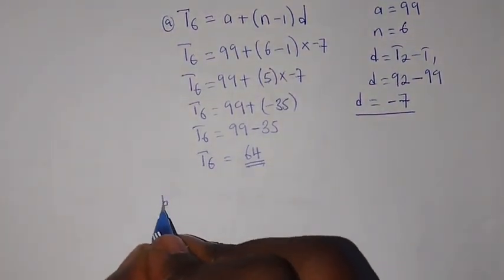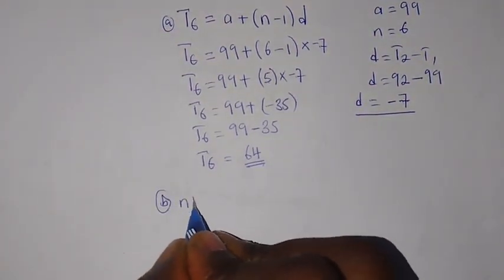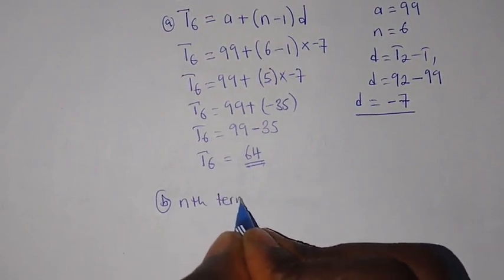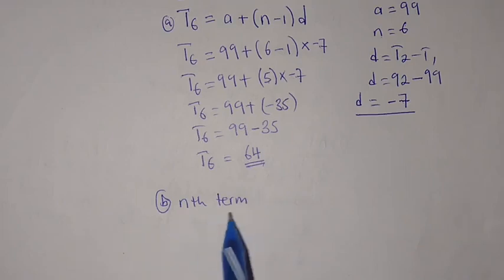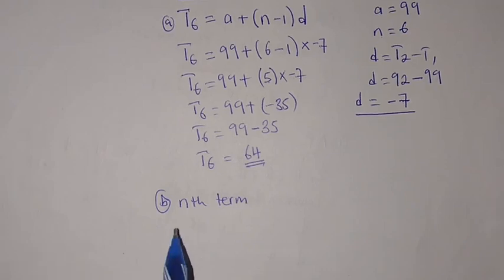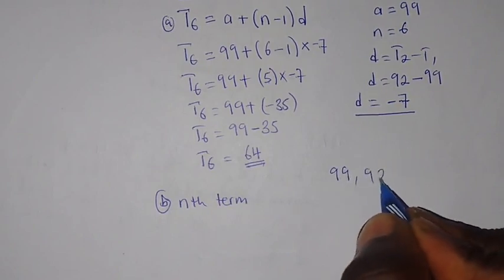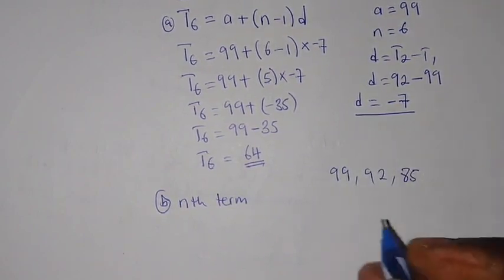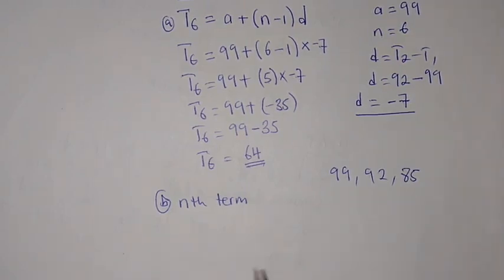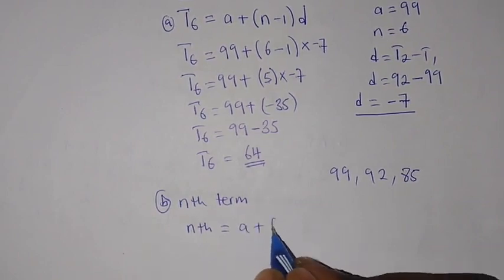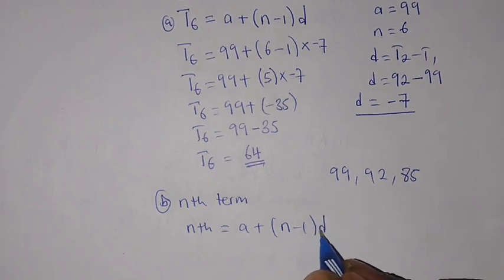In question B, they are saying you need to find the nth term. Remember, this nth term is just the general term of an expression. Sometimes they can say, can you find the general term of an expression? So how do you find the nth term? Remember, this is the sequence that we are using. The formula is still the same: nth term equals A plus open bracket n minus 1 times D.